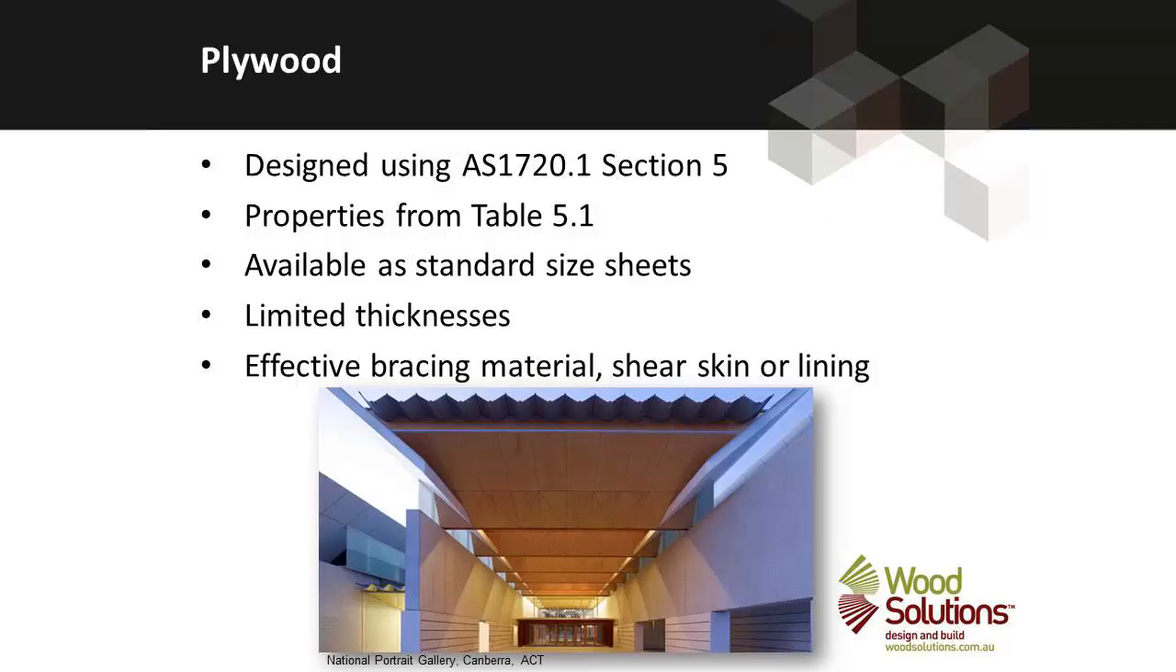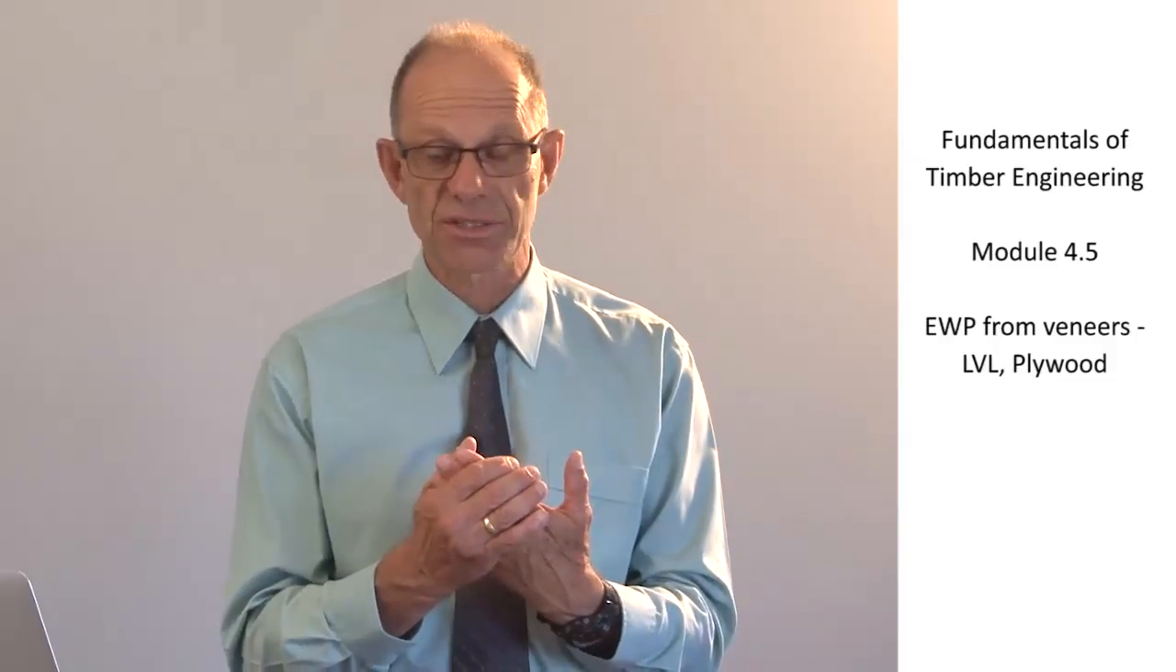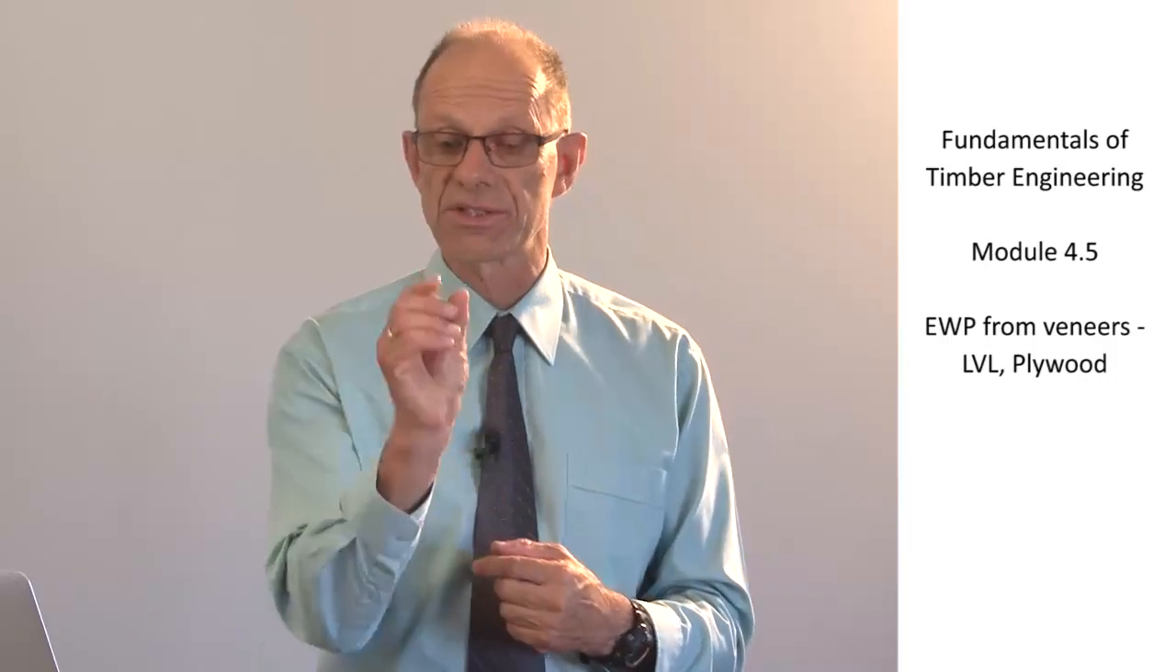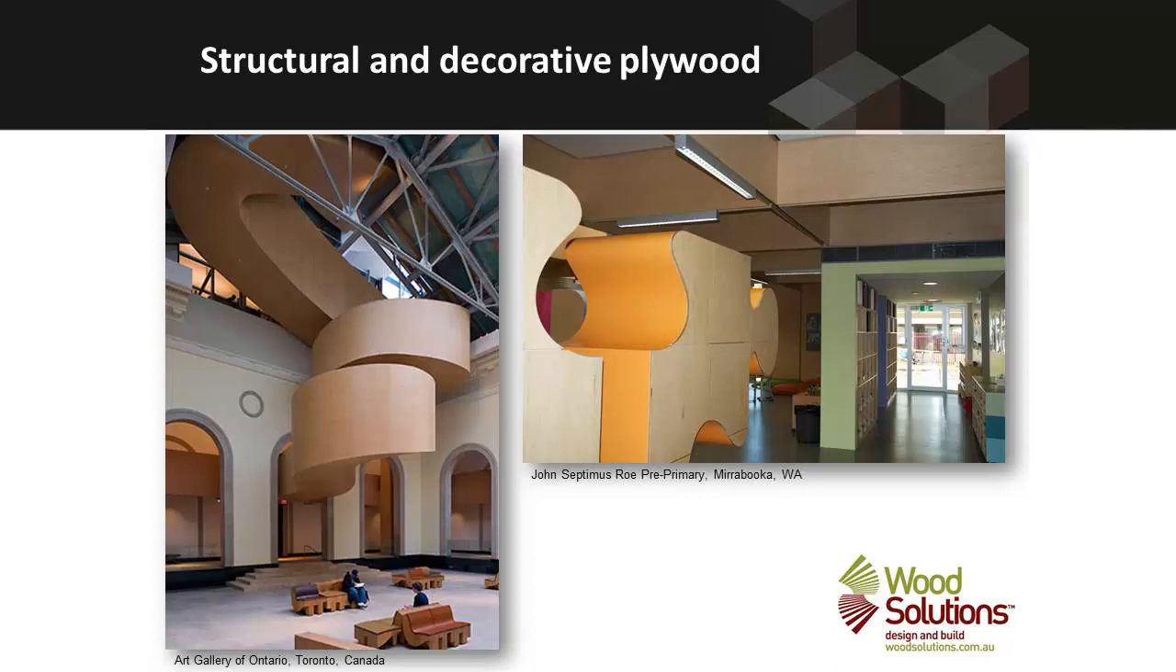So plywood is designed using AS 1720 Part 1 in Section 5. In Section 5 is the properties given in Table 5.1, but also design methods. How to design the plywood as plates for out-of-plane loading or panels for in-plane shear loading. It is available in standard sheet sizes, and there's limited thicknesses, with generally the thickest ply being around 20 millimetres. It can be used very effectively as a structural element, but also decoratively.